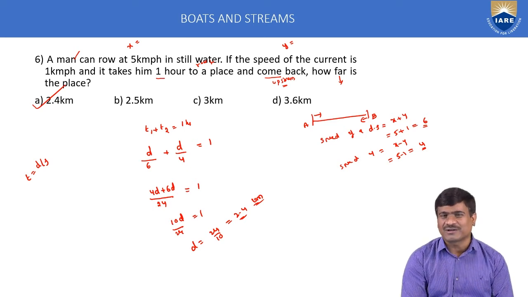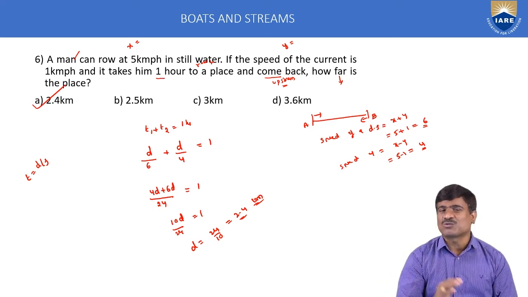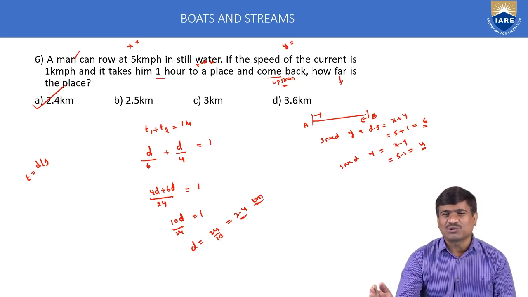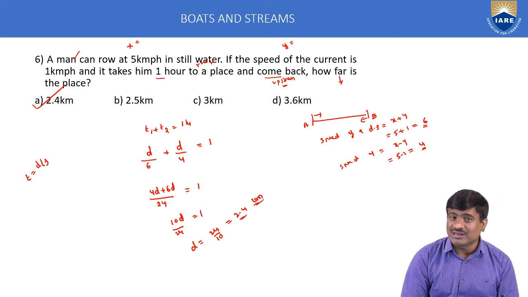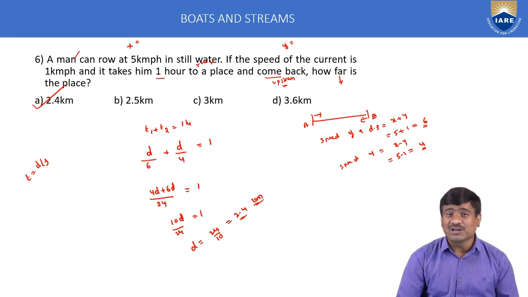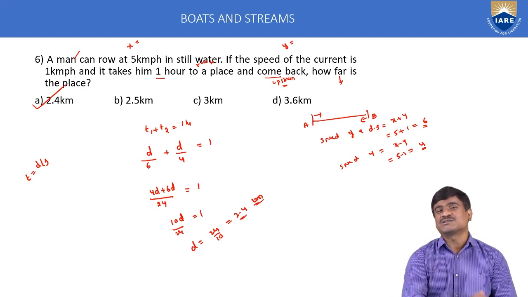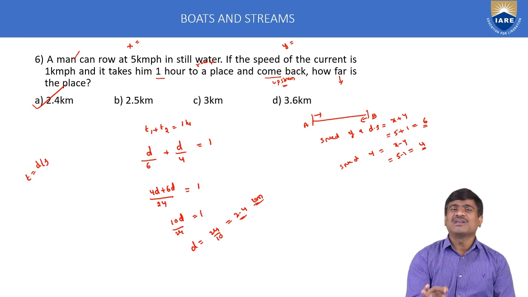Total time is 1 hour, and T1 plus T2 is equal to 1 hour. Next, (x plus y) into T1 is equal to (x minus y) into T2. In that equation, find out T1 or T2. Therefore, distance is equal to S1 into T1 or S2 into T2. That method is also correct. You can apply any one method.